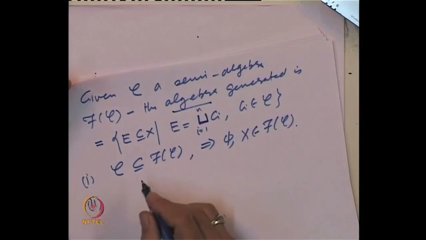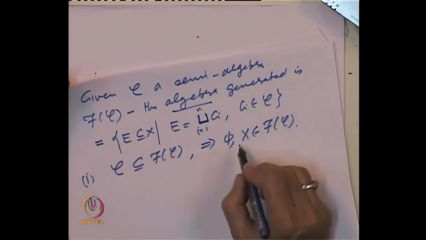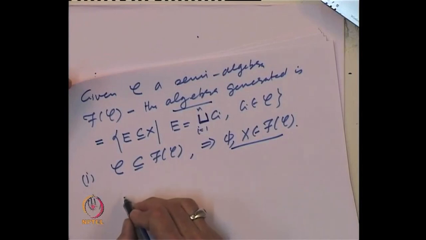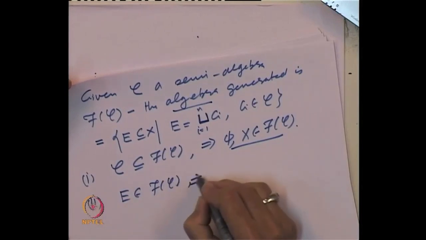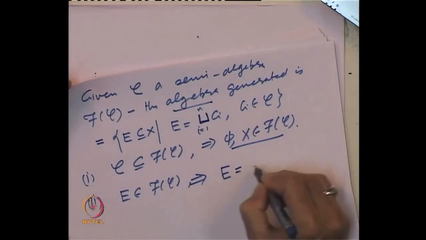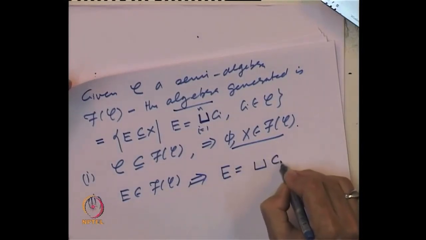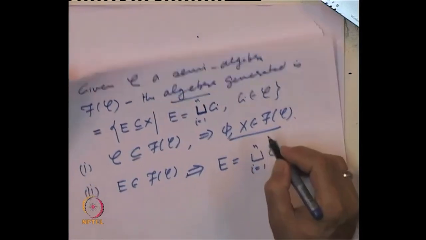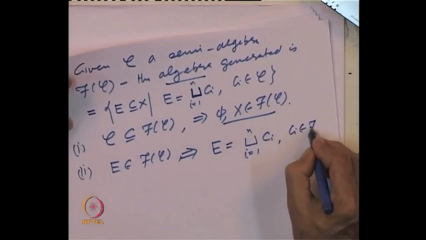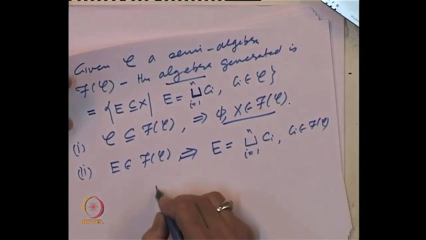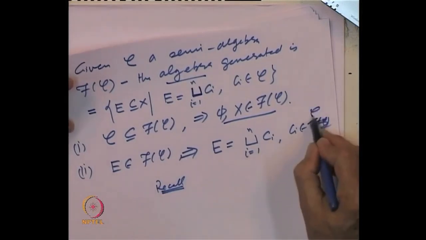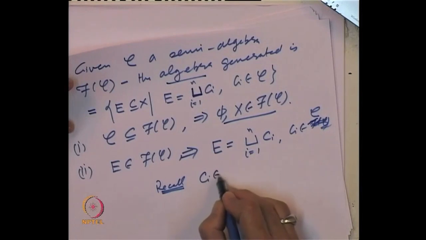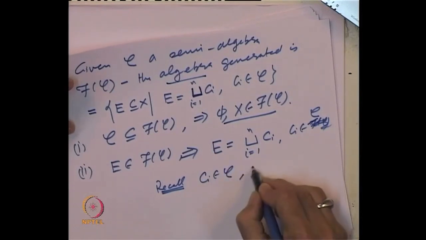Second thing, we are trying to show that F of C is an algebra. First property we have checked. Let us take a set E belonging to F of C. That implies that E can be written as a finite disjoint union of C i, i equal to 1 to n, where C i's belong to F of C. But recall, saying that C i's belong to C, sorry. Recall saying that C i's belong to C and C is a semi-algebra.